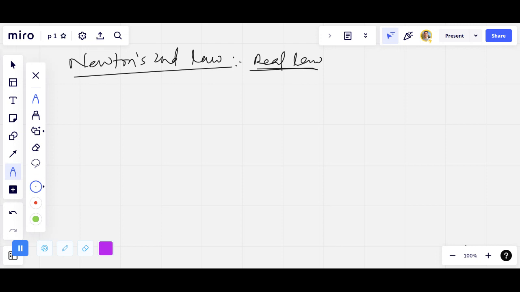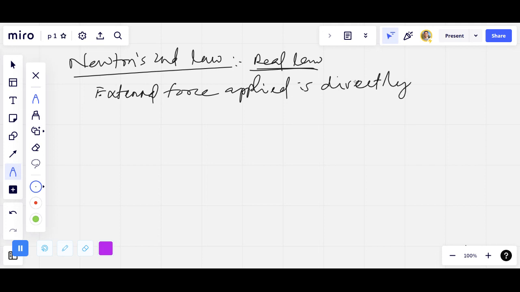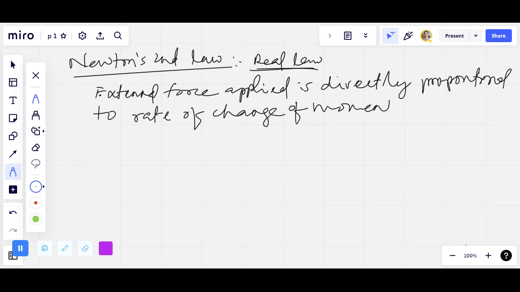So, according to Newton's second law, the external force applied is directly proportional to the rate of change of momentum. External force applied is directly proportional to rate of change of momentum. So here we have to understand what is momentum.